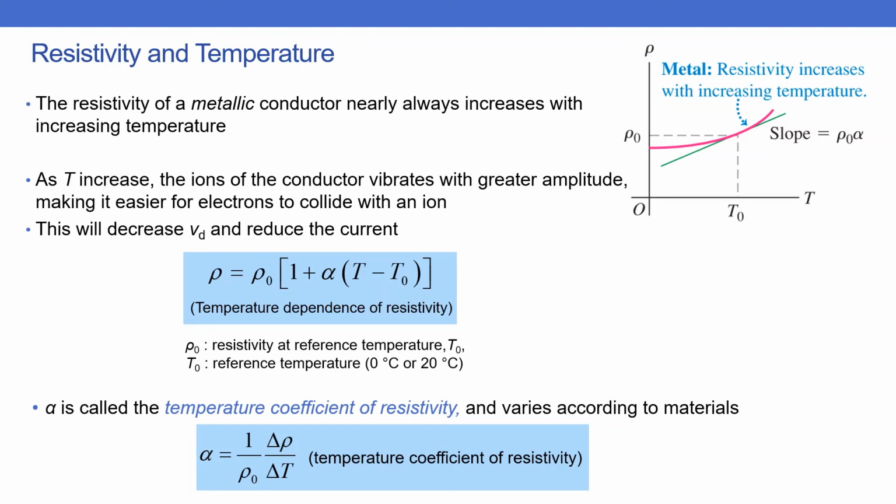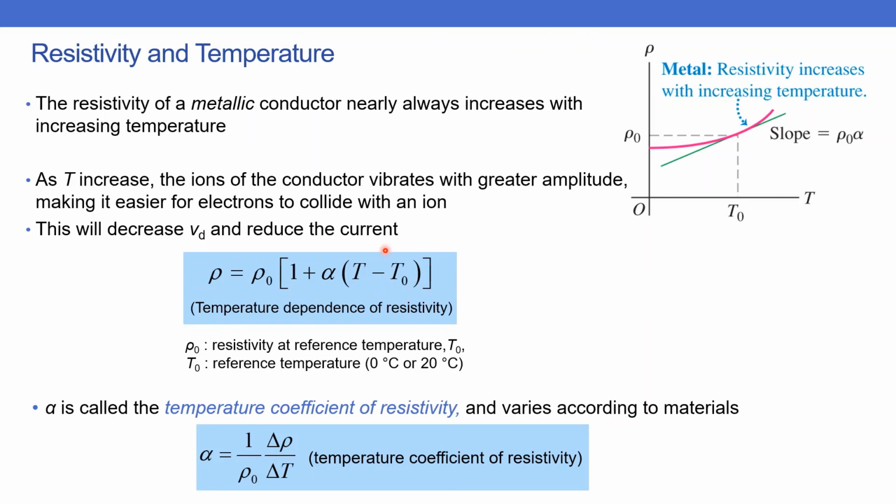So why does this happen? As temperature increases, the ions in the conductor vibrate with greater amplitude. We know that ions will vibrate inside any solid. If they vibrate with greater amplitude, it becomes easier for electrons to collide with an ion. This will decrease the drift velocity. And as you know, I is equal to NQVdA. So if velocity is going down, the current will also go down. That means the resistivity will go up.